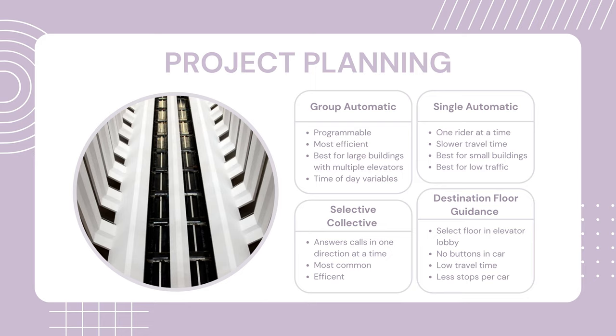Selective collective operation is the most common operating system. The elevator answers calls in one direction and then reverses and answers calls in the opposite direction. Once riders are done, the elevator can be set to return to a specific floor, like the lobby. Without specifications of the control system for the video here, it appears these cars are running on selective collective control system. Group automatic operation is typically used for large buildings with multiple elevators.